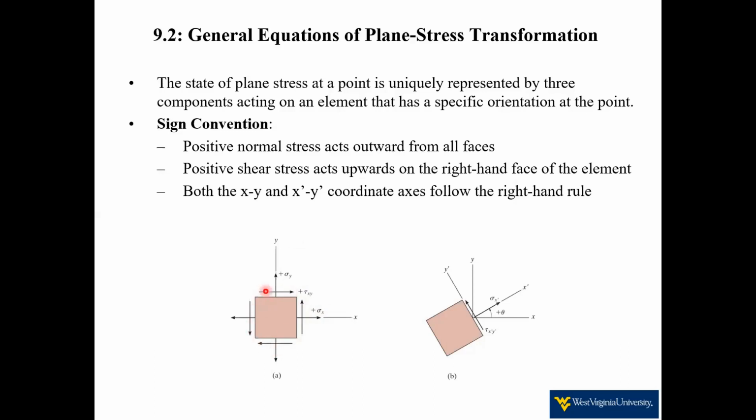Same thing up here. This is our tau yx, which is again equal to our tau xy, but in this case, it's on the positive y face going in the positive x direction. That's a positive shear stress. And for our angle, we're following the right-hand rule. So a counterclockwise rotation from x to x prime or y to y prime is a positive angle.